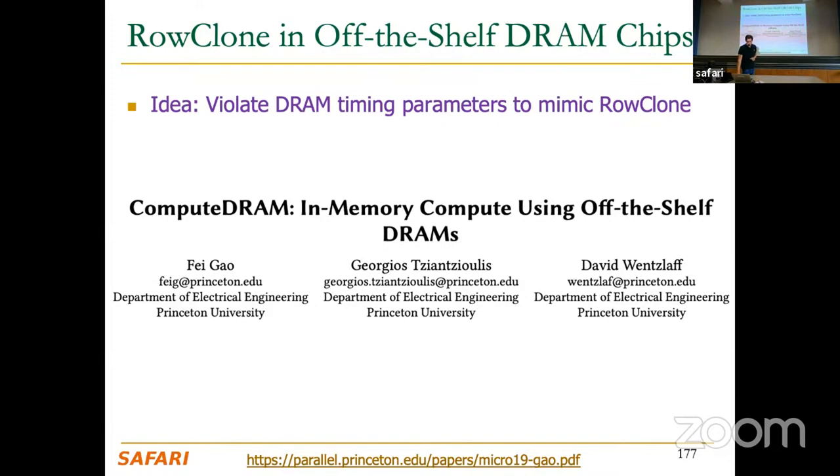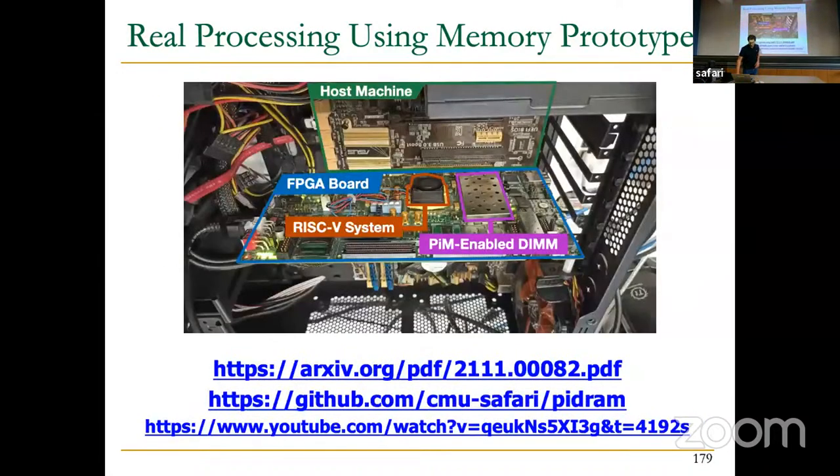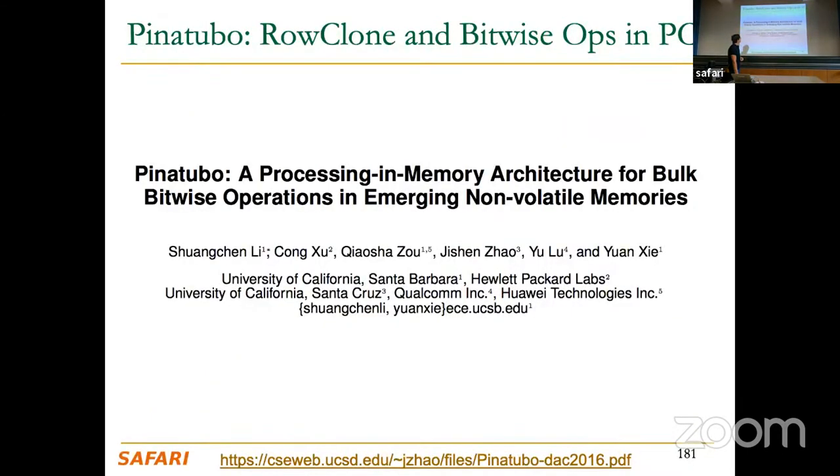So we are going to talk about ComputeDRAM at the very end of the lecture. I mentioned this one already as well. The PiDRAM framework takes advantage of the findings by ComputeDRAM in order to integrate RowClone into an end-to-end system, right? And remember, it's implemented on an FPGA board where we have a RISC-V CPU and we have this PIM-enabled DIMM that can do RowClone. And the platform allows us to explore real-world, end-to-end system challenges that are necessary to solve in order to enable these kinds of operations in real systems. And as I said earlier as well, everything is publicly available.